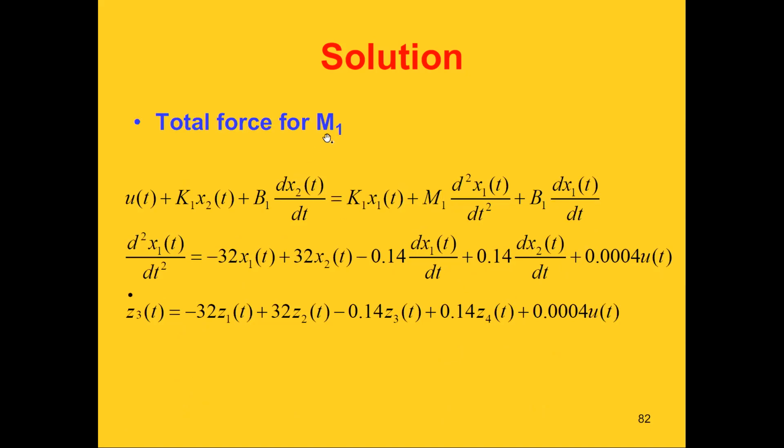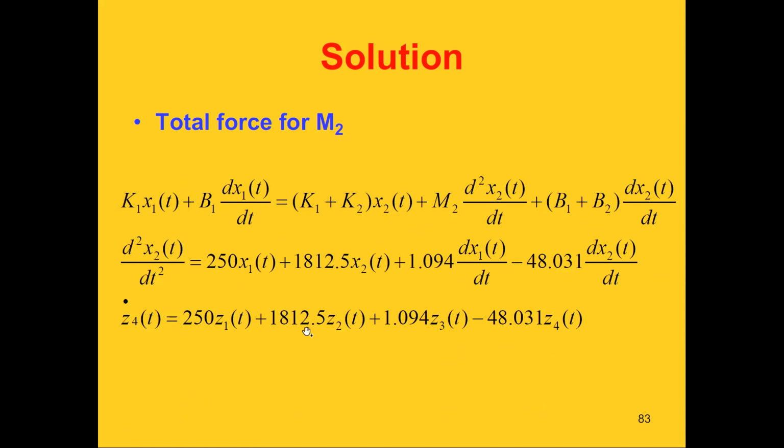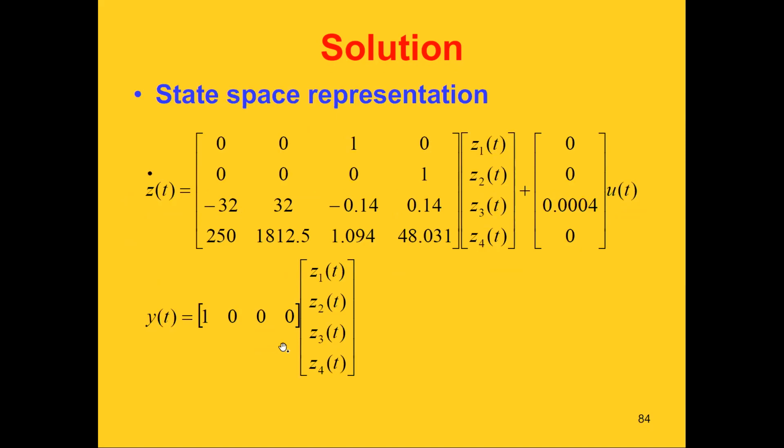Then the total force for M1. We insert the values to simplify the notations, so it becomes Z3 dot. For M2, we insert the values and we get Z4 dot. Then we rearrange Z1 dot, Z2 dot, Z3 dot, and Z4 dot. So we will get the final value of the state space representations.